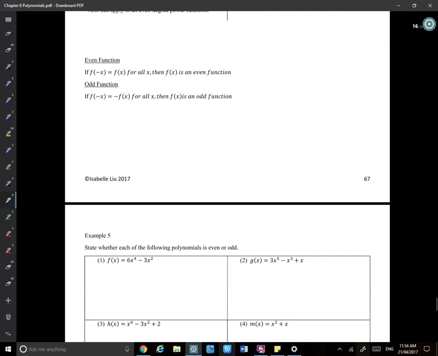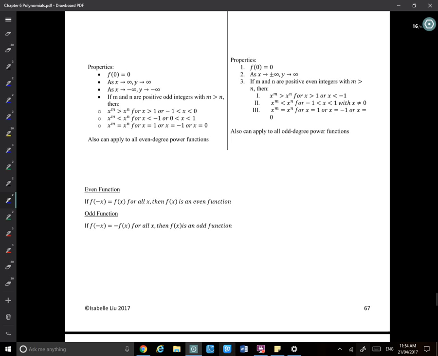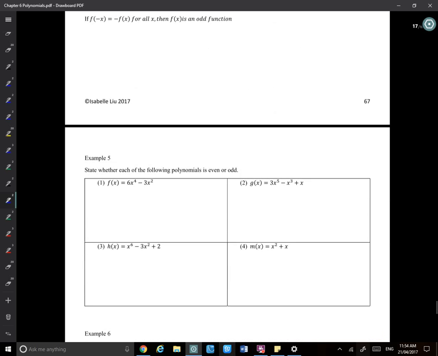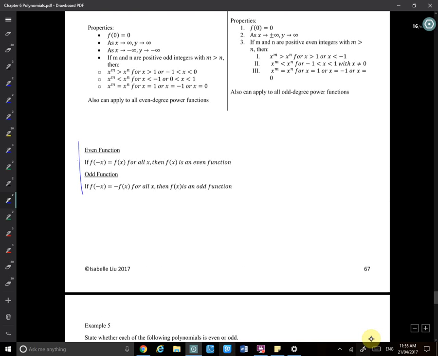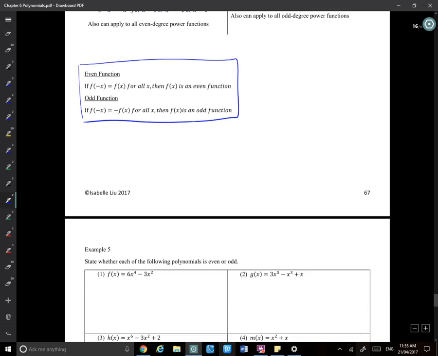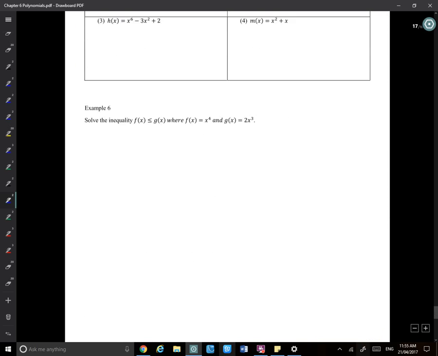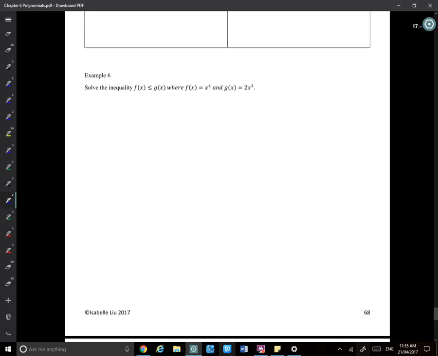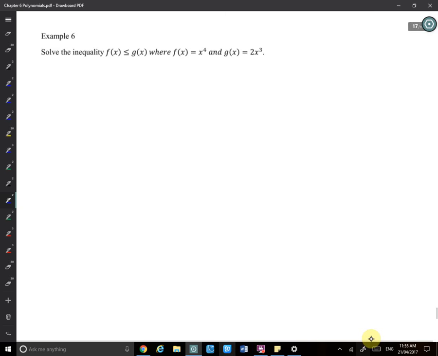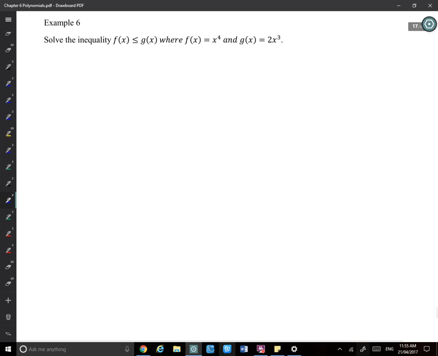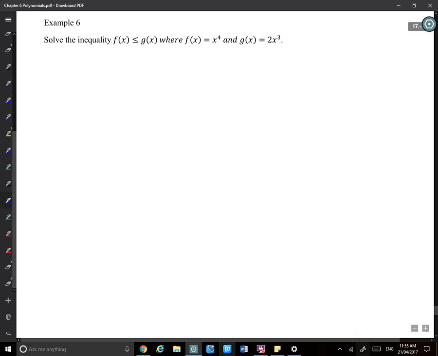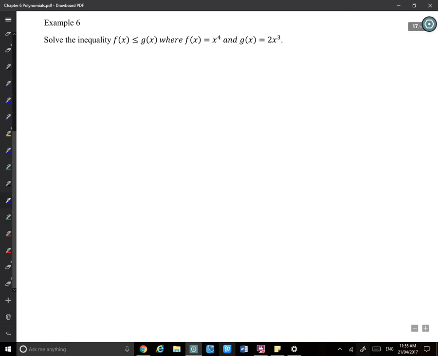And let's go to, okay, I'm not going to do page 67. I will talk about the even and odd functions after we finish that. Page 68, please. I want to go through example 6 first, because it's an inequality as well. Well, that's quite important. So what you want to solve is f(x) smaller or equal to g(x).